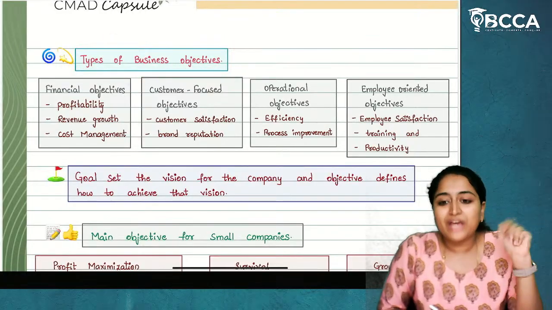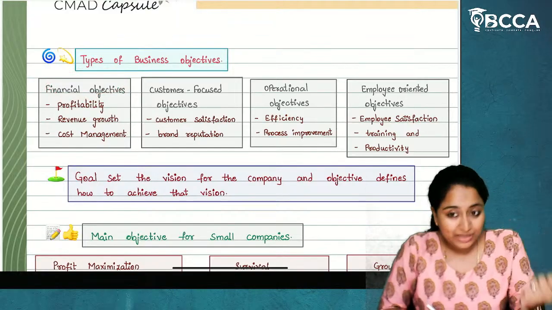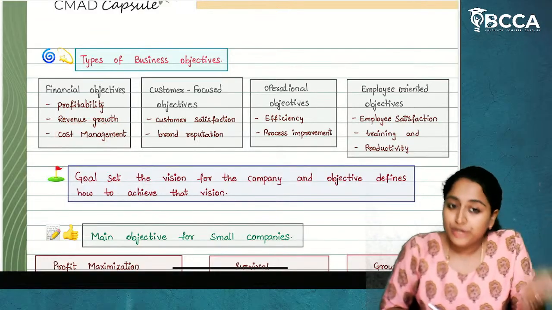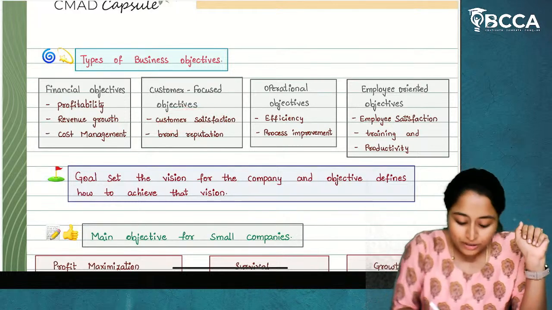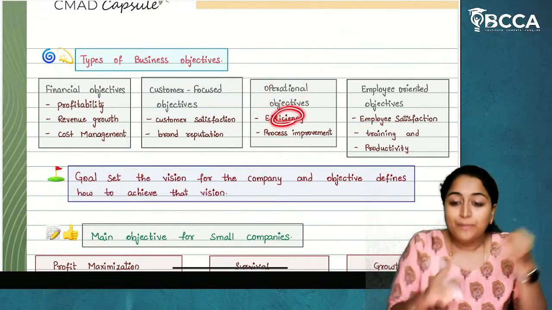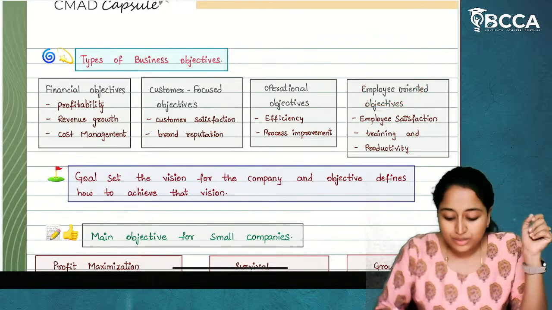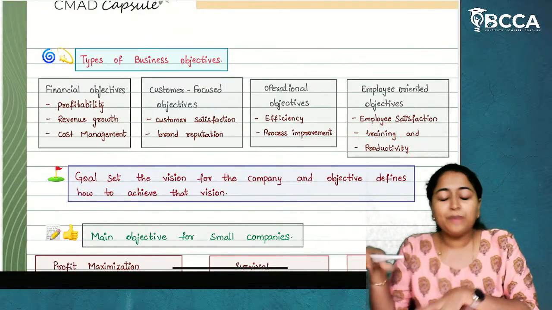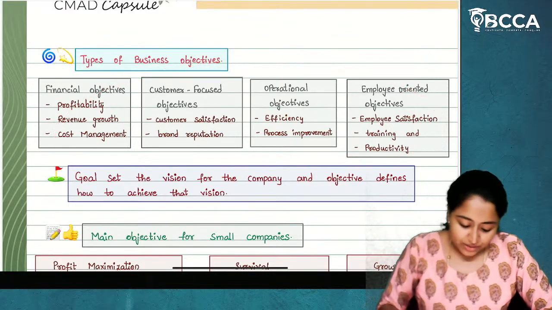Now, what kinds of objectives can an organization have? Types of objectives: it can be a financial objective, to become profitable, to grow revenue so that my revenue increases, or cost management, to reduce the cost. Or it could be customer-focused, like customer satisfaction or brand reputation. Or it can be operational objectives: my operations should run effectively and my processes should improve. Or it can be employee-oriented: my employees should be satisfied, I have to provide training to the employees, and based on that my production should increase. So there are different types of business objectives.